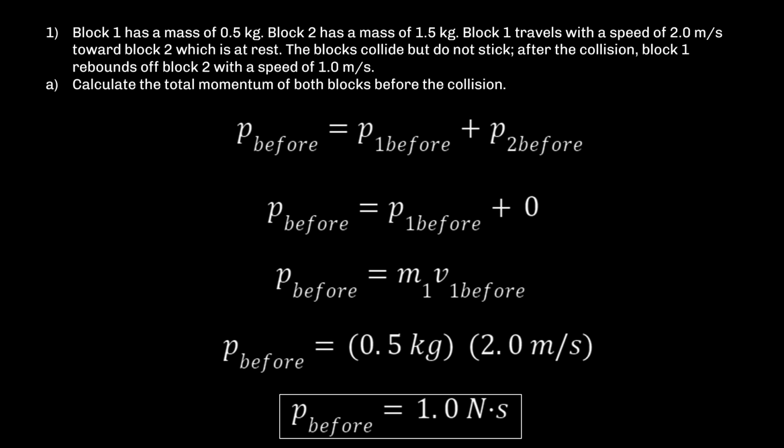Or again, if you just want to have it in the SI units, you can leave it as 1.0 kilograms times meters per second. That is also correct. So let's move into part B here.